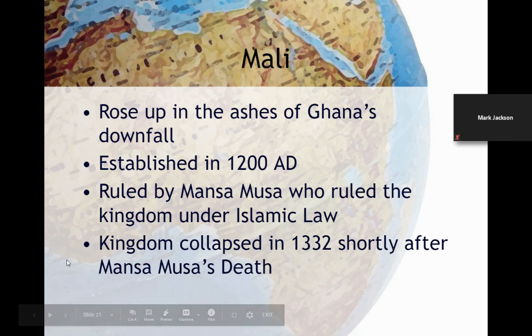Now, the Kingdom of Mali rose up in the ashes of Ghana's downfall, established in the year 1200 and ruled by a man named Mansa Musa. Mansa Musa ruled under Islamic law. Mansa Musa, to this day, is probably the wealthiest person to ever live on the face of this earth.